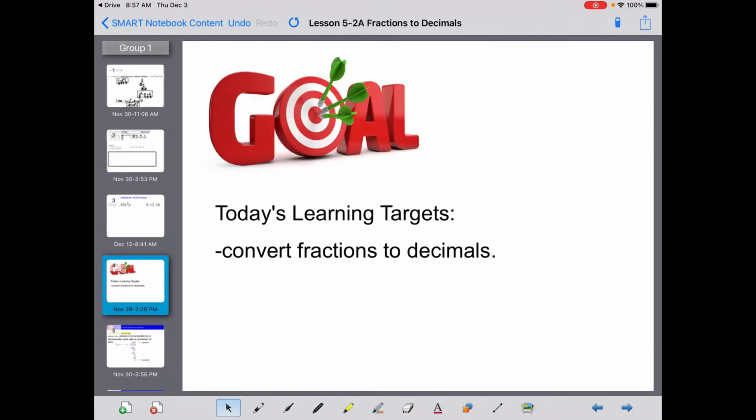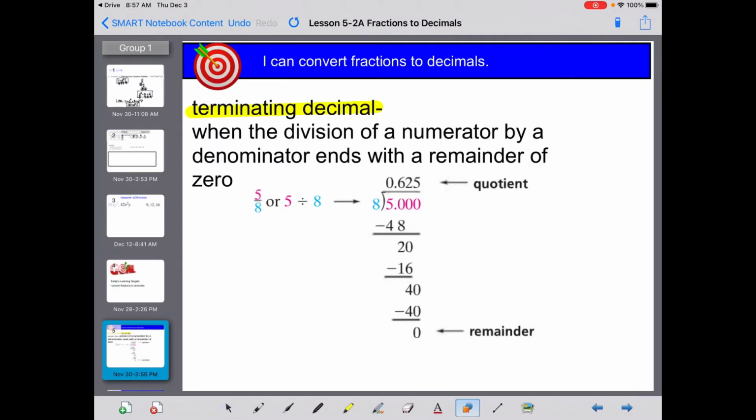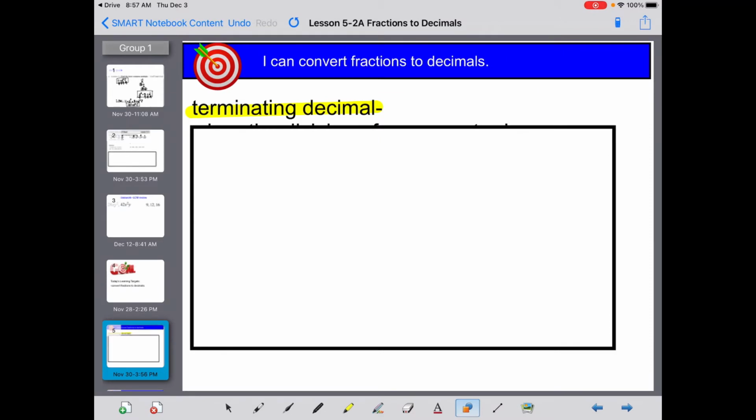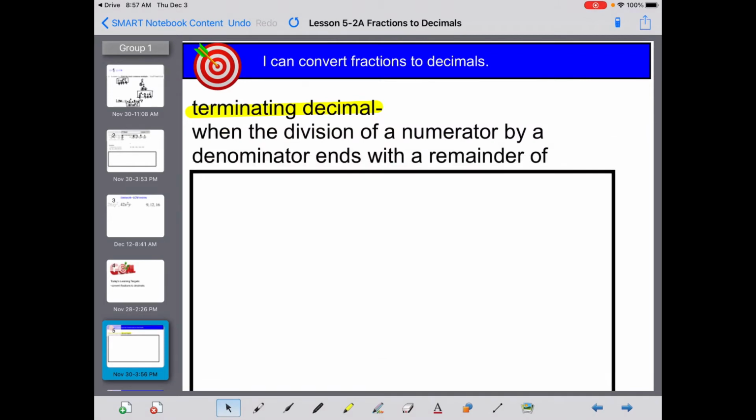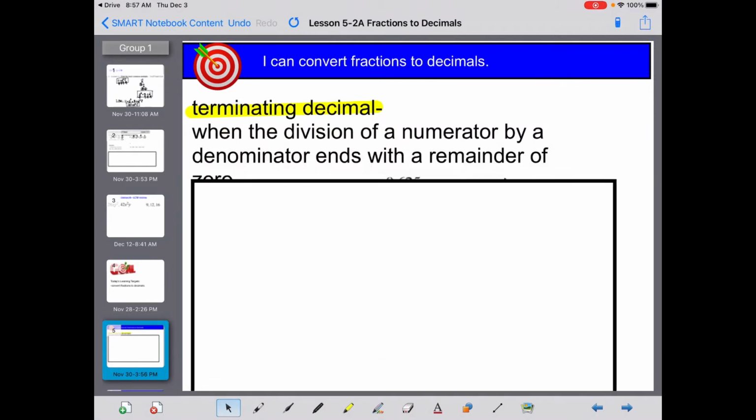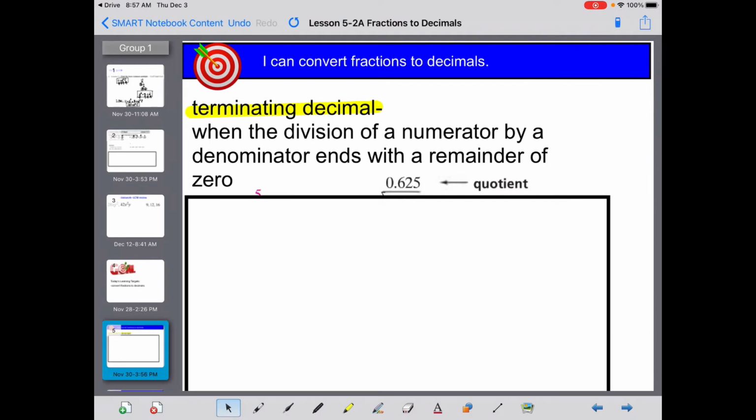Today's learning target is to convert fractions to decimals. The first definition I'd like you to write in your notes is for a terminating decimal. A terminating decimal is when the division of a numerator and a denominator ends with a remainder of 0. It's a decimal that ends.